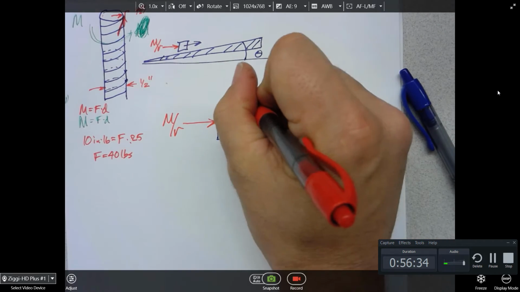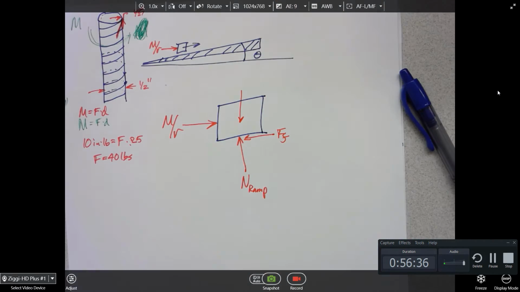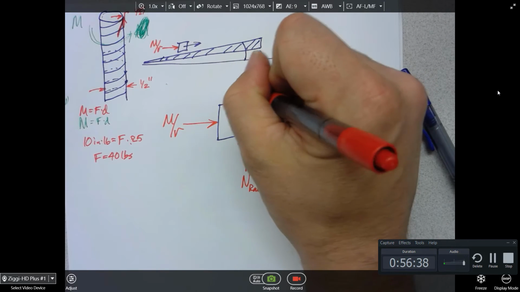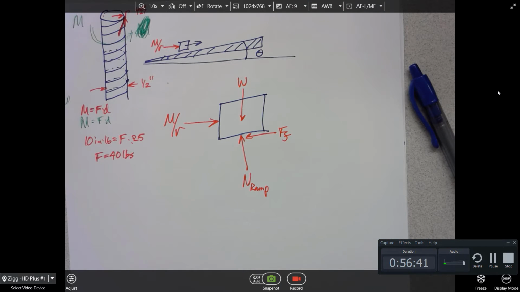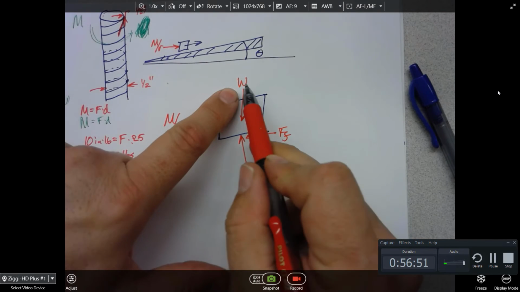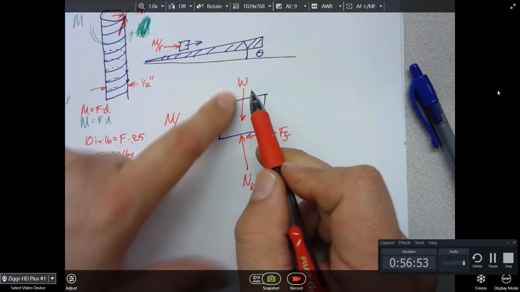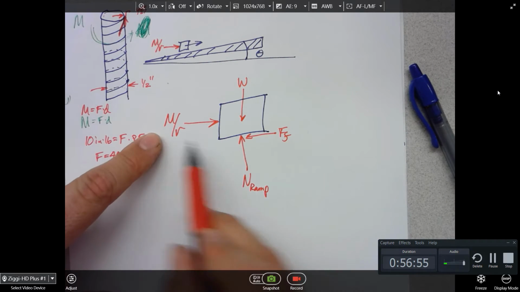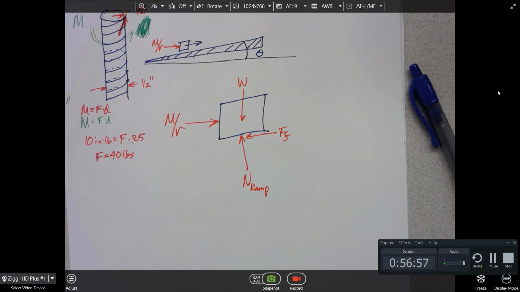And then maybe the nut has some weight that it's moving. Maybe it's the jack on our car. It's just a screw jack. You turn that screw, and the thing that you're moving up has the whole weight of the car on it, or the weight of one side of the car on it. That's our weight here. So we've got weight, we've got moment. This looks just like a ramp problem, doesn't it?